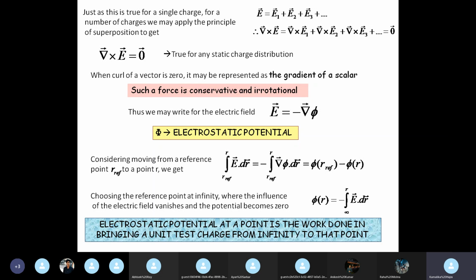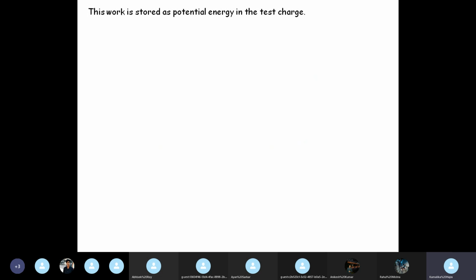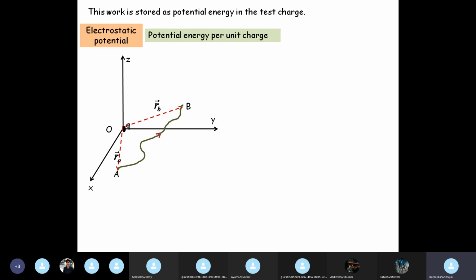It is the work done in bringing a unit test charge from infinity to that point. Now this work is stored as electrostatic potential energy in the test charge. So what is electrostatic potential? It is the potential energy per unit charge.